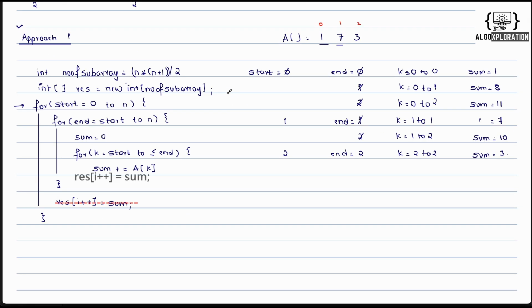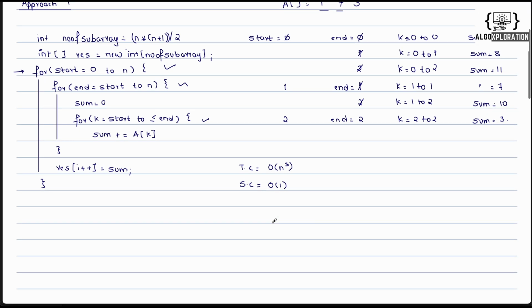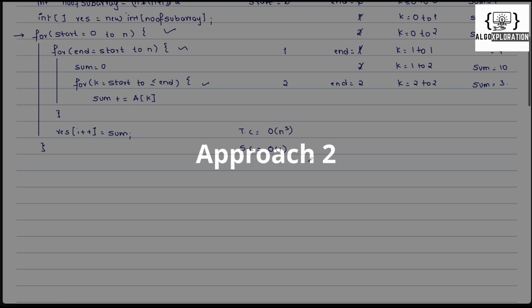Now let's try to find the time complexity. We can see that there are 3 for loops, this one, and this one, and all are running approximately n times, right? So due to that it will be order of n cube, and the space complexity will be order of 1 because we didn't take any extra space. Now we know that this time complexity is high, so let's try to minimize this.